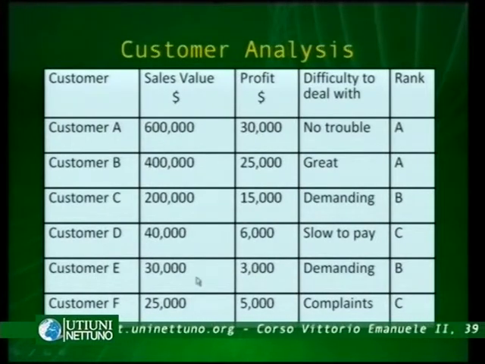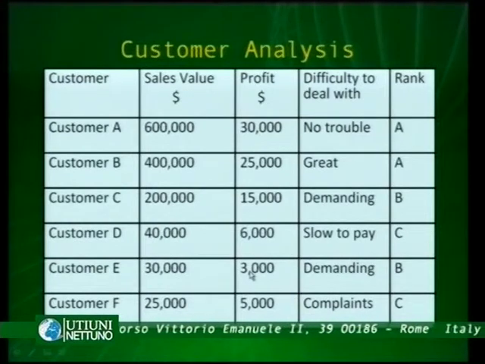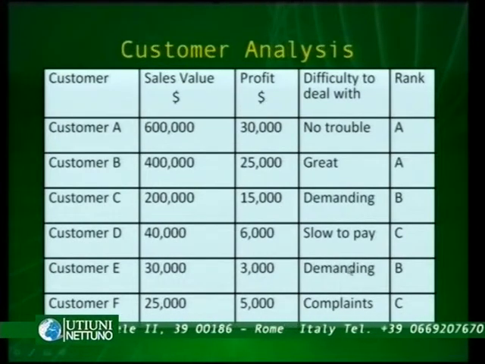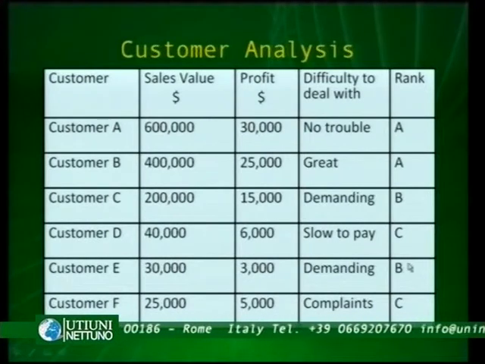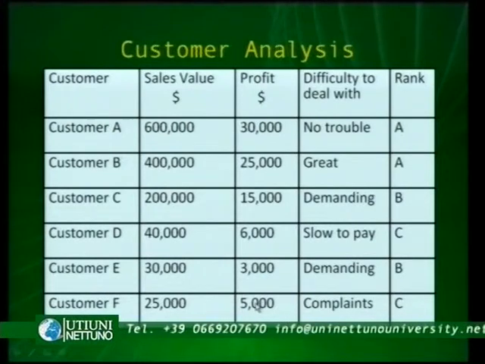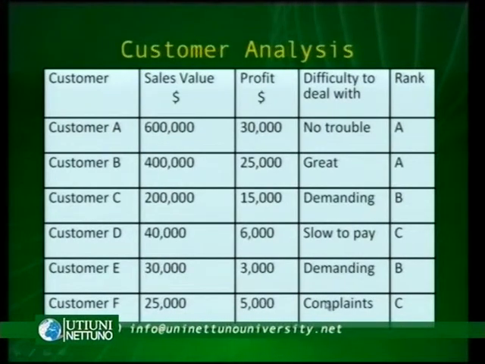Customer E, 30,000 in sales, 3,000 in profit, which is very, very good, 10%, but they're demanding again, so we put them down as a B. Customer F, 25,000 in sales, 5,000 in profit, complaints, lots of complaints, never happy. So is it worth doing business with them? You have to decide that. Sometimes it's not.